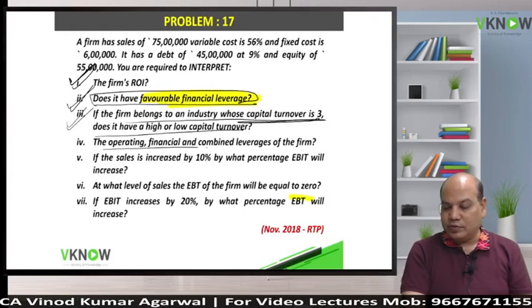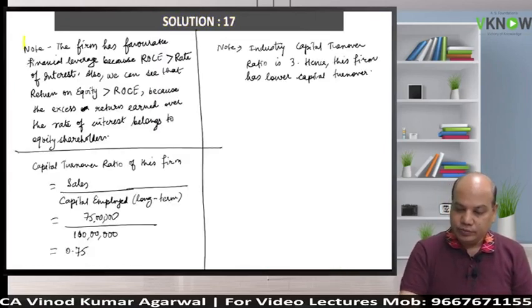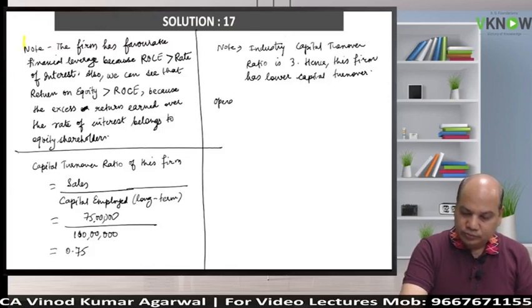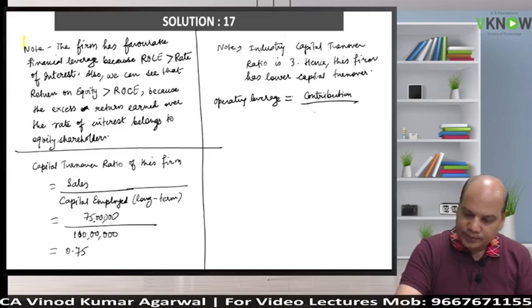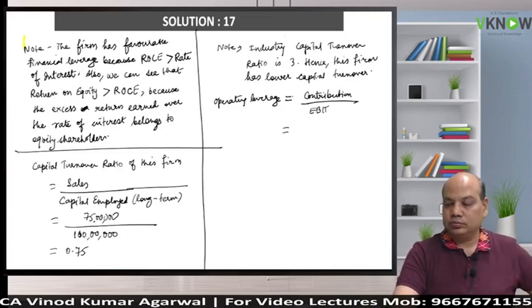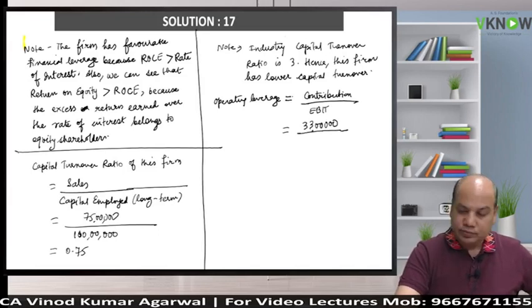Now, next question is very easy: operating, financial and combined leverage. Write down the operating leverage formula: contribution upon EBIT. How much was the contribution in your first answer? It is 33 lakh. And EBIT was 27 lakh. That is 1.2222 times.